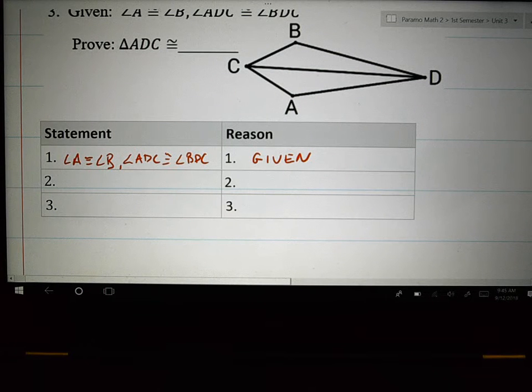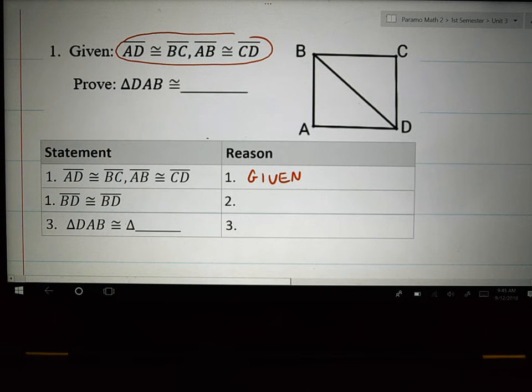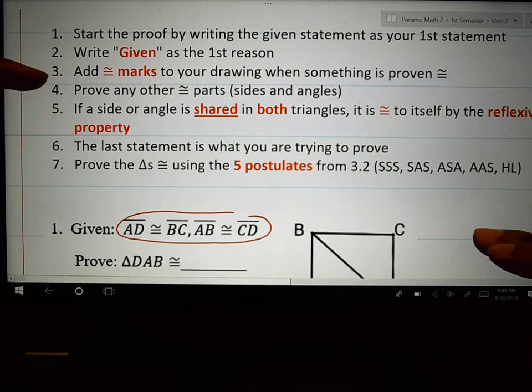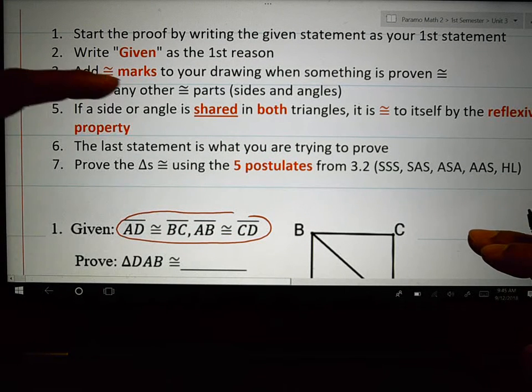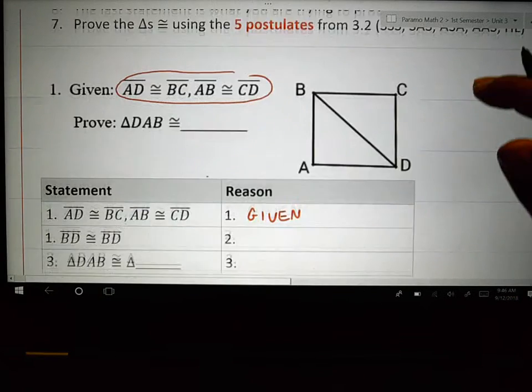We should always know what our first 2 steps are because it's how we start off the proof. Every proof will start off this way on these worksheets. Okay? That's steps 1 and 2. Step 3. Add congruent marks to your drawing when something is proven congruent. So this is what we're going to do.